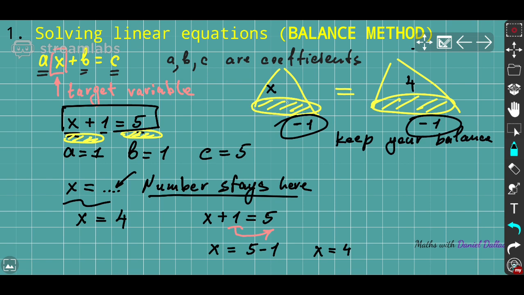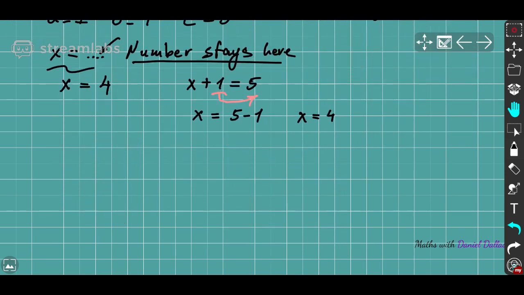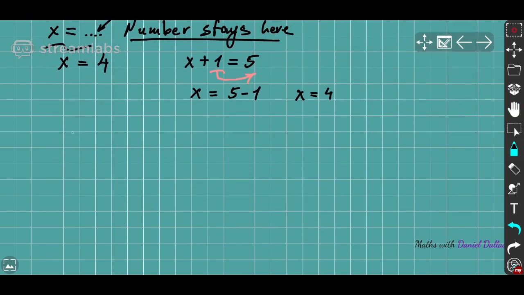Okay, so let's maybe just go straight to an example. For example, you have another one, and this is now 2x plus 3 equals 5. What are you going to do in this case? In this case, you simply want to apply the same approach.